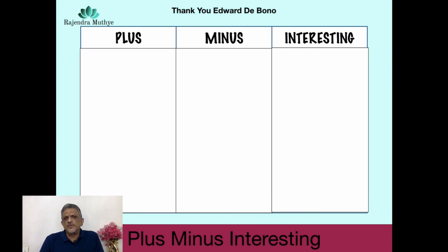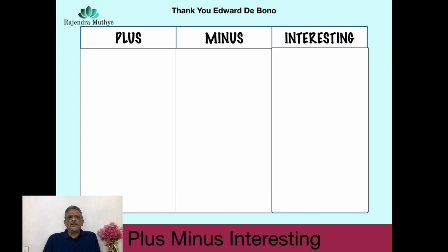And all his tools are so amazing and so simple to use. So that's why, to weigh the pros and cons and to make things clearer in the situation that you are in, let's take this tool. What you've got to do is take a piece of paper and divide it into 3 columns. Write plus, minus, interesting, as you can see on the screen.